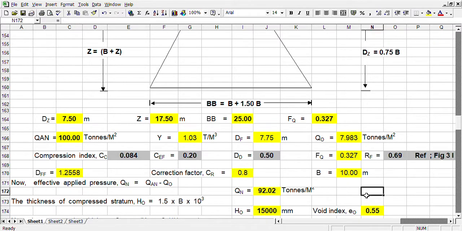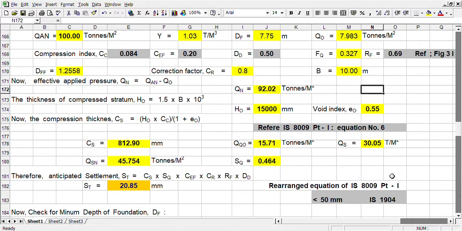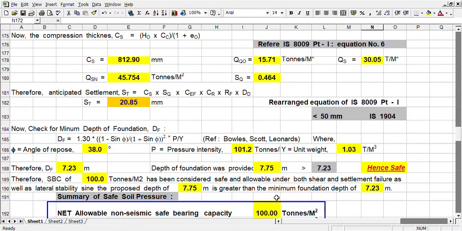So ultimately we are calculating this using IS 8009 Part 1 with a correction factor of Part 2. After considering everything, as per equation 6, we have calculated the total settlement is coming 20.85 millimeter, which is much less than the permissible limit of 50 mm.